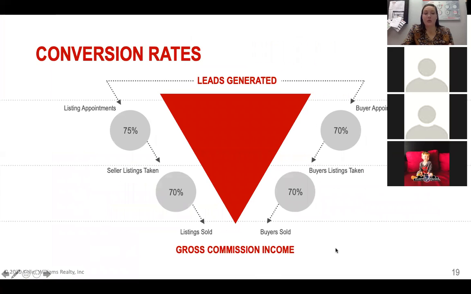If you don't know your own, you can apply these. And then you're going to reverse engineer how many leads you need to get the amount of weekly appointments you need to have. And that gives you something to focus on when you sit down for your lead generation time. When you have that time blocked out, how many appointments am I trying to get every day to ensure that I get this many units sold this year?